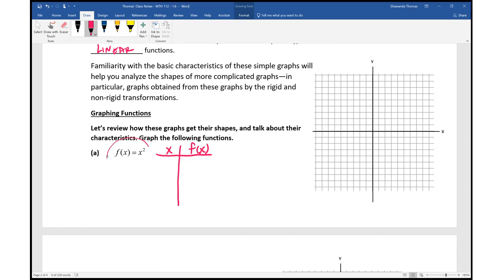This is not a line. Because we know that it is not a line, we know that we need to plot more than 3 points. All right, so let's go with -2, -1, 0, 1, and 2. If we plug in -2 into x squared, we get f of -2 equals -2 squared equals 4. So our point is -2, 4.